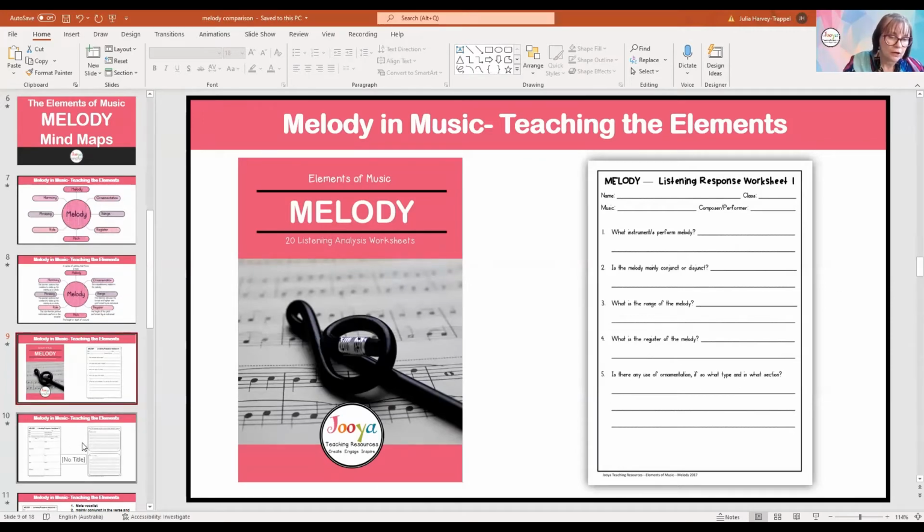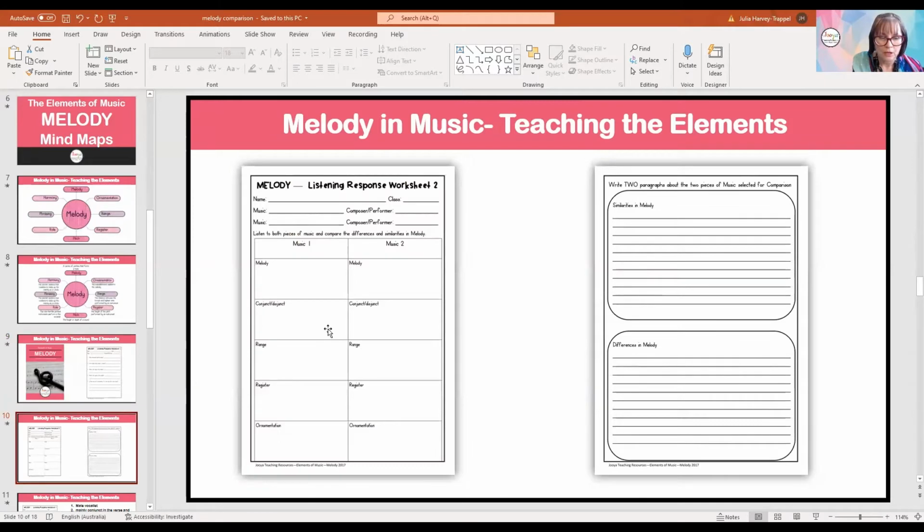Okay, I'll just show you the next page, because as I said, that page is level 1. This is listening response worksheet number 2, and this is for comparison. You've got those other questions that you can do for a single piece of music, or you can choose to use this one and simply do 2 pieces of music, which is what I'm going to show you, and then talk about the similarities and differences. Again, I'm going to show you how to do that tonight.